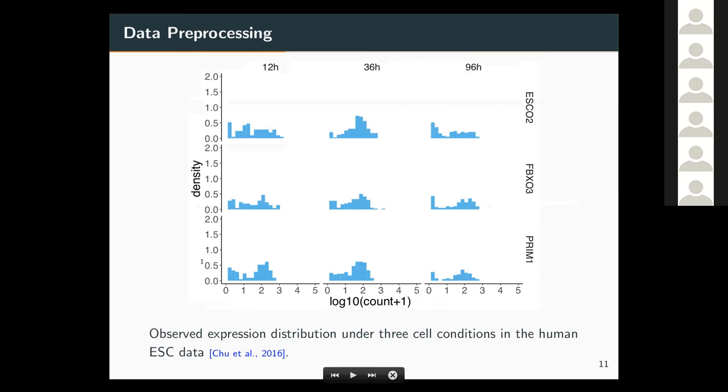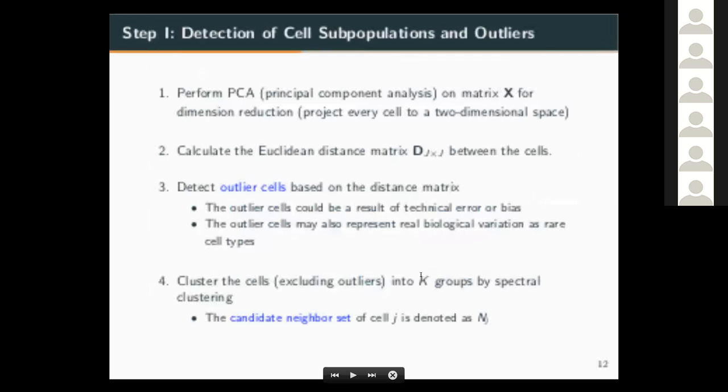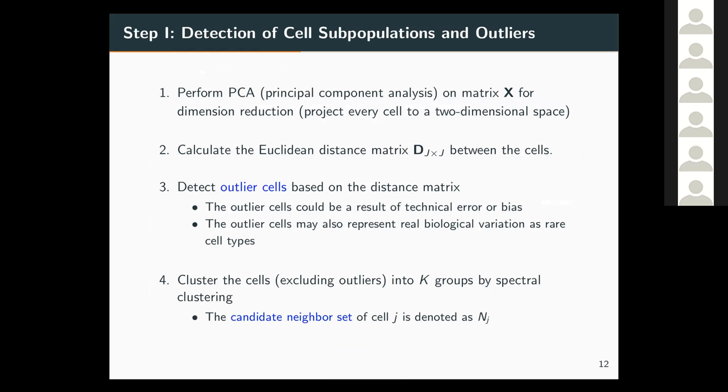More examples. This is the data from a different data set. And also, we can see the same bimodal pattern still exists. So this motivation gave us the idea to use a bimodal distribution to account for dropout and to estimate dropout probability.